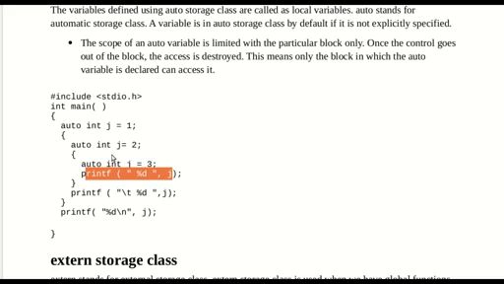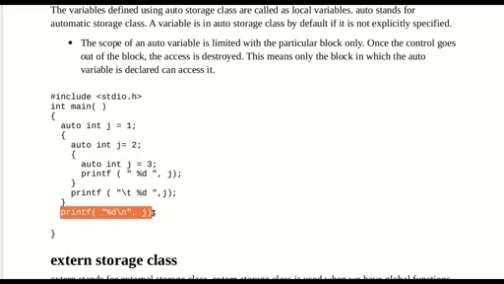Okay, and if you print j outside this block, then what will be the result of this printf statement? This will give you 2. The output is 2, because the value of j in this block is 2. Okay, and similarly for the third printf statement, you will get the value 1, which is defined inside this block. Okay, so that is all about the auto storage class.